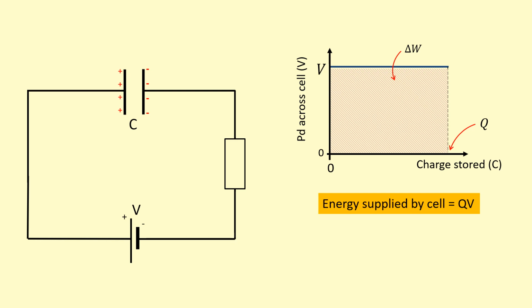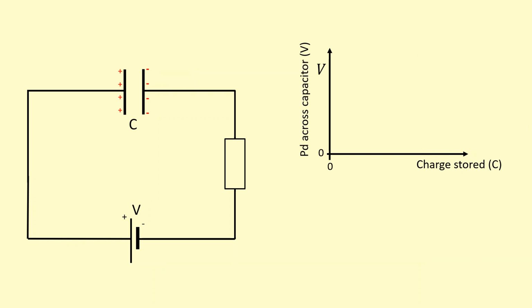As an example, let's pretend we have a 6-volt cell and a 100 microfarad capacitor. Let me figure out how much charge I can store in this capacitor. Using Q equals CV, 6 volts times the capacitance gives me 6 times 10 to the minus 4 coulombs of charge. Then I multiply that by the voltage, 6 volts, to get the total energy, which is 3.6 millijoules. So 3.6 millijoules is the energy supplied by the cell.